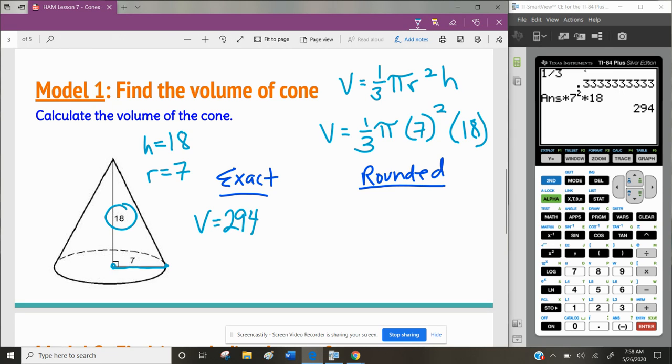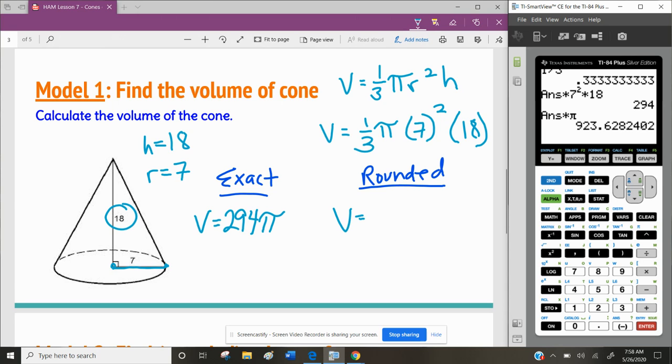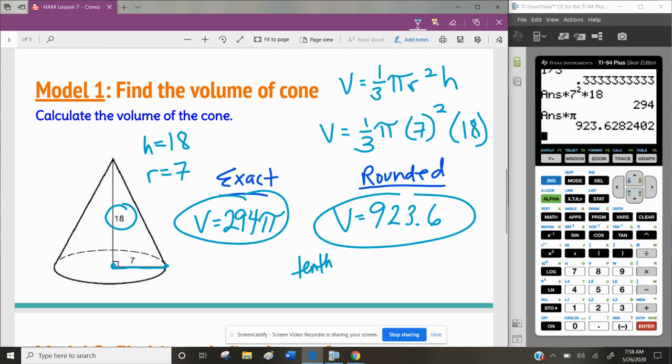Now look at my calculator. I did not press pi in that calculation. So the exact answer would have to have a pi symbol in it because I didn't press pi. If I push pi, that number becomes irrational, meaning it's going to continue on, and we would have to round it. So if I want the rounded answer, V equals times that answer by pi. And now I need to round that, and we can round that to anywhere. So let's round it to the nearest tenth. 923.6 cubed units. So we have an exact answer and we have a rounded answer.